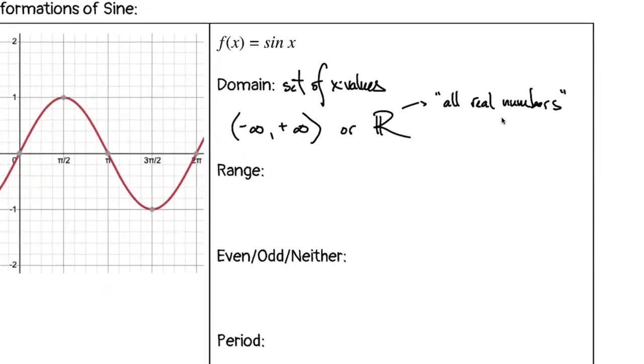Well, if the domain is a set of X values, what do we have for the range? I agree with that, but let's talk about a definition first, right? What do we have for the definition of range? Yeah, it's the set of the Y values, right?